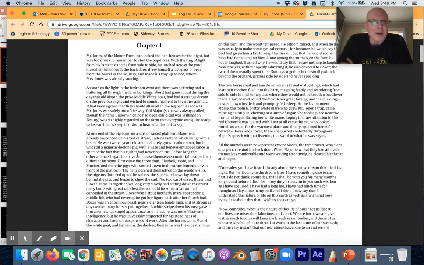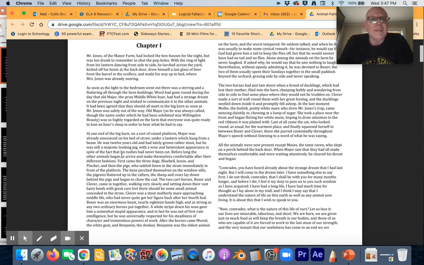At one end of the big barn, on a sort of raised platform, Major was already ensconced on his bed of straw under a lantern which hung from a beam. Ensconced means like he's all comfortable and settled in. He was 12 years old and had lately grown rather stout, but he was still a majestic looking pig with a wise and benevolent appearance, in spite of the fact that his tushes had never been cut. Tushes are fangs. So you got to understand, pigs are carnivores. They're vicious. And he's got fangs. And normally, when you're dealing with pigs, you don't see them with fangs because they snip them because no one wants pigs that have fangs.